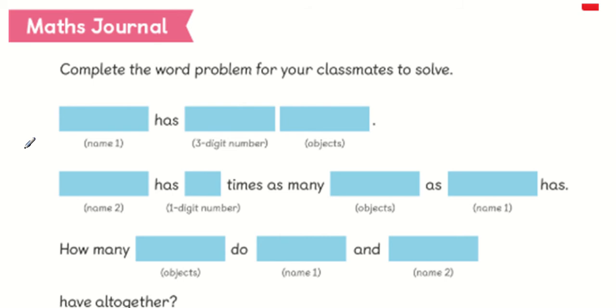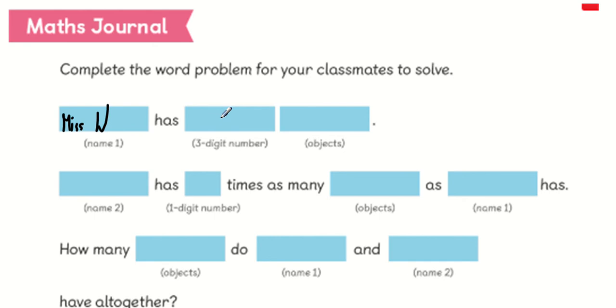Complete the word problem for your classmates to solve. So if you are in school, you can do that. If not, maybe see if a brother or sister wants to try solving it, or a grown-up, or you can solve it yourself. So using this frame, we are going to create our own word problem. Okay, so name one. I'm going to put in Miss Waterall.